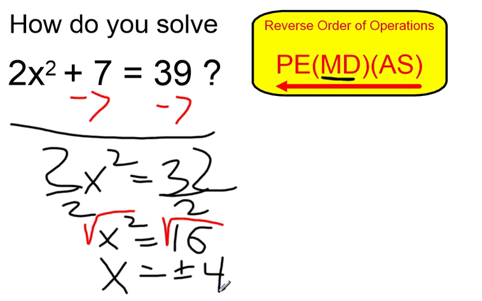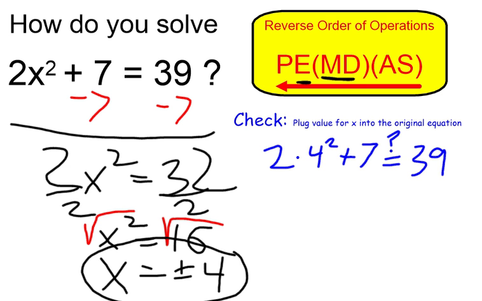But that is something to be careful about when you're dealing with a square, which of course is represented by the E part of the reverse PEMDAS order. So let's verify that positive and negative 4 work. First, I can see if positive 4 works.